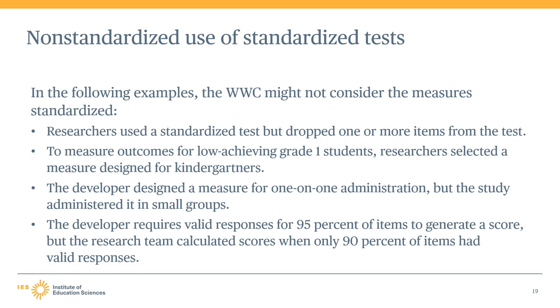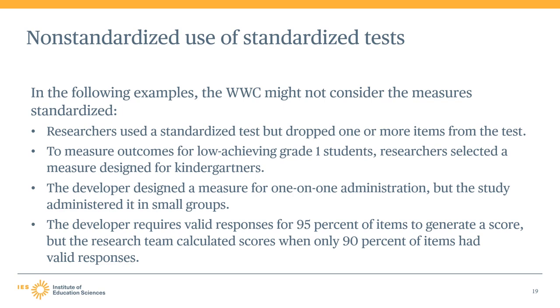This is a concern because the original test developers have not established that the test is appropriate for measuring the outcomes of first-grade students. In the next example, let's say the developer designed a measure for one-on-one test administration, but researchers administered it in small groups for their study. This is a concern because the administration of the outcome measure deviates from the approach the developer established.